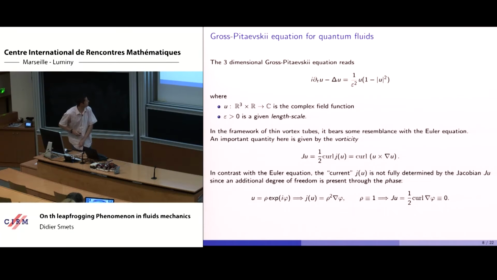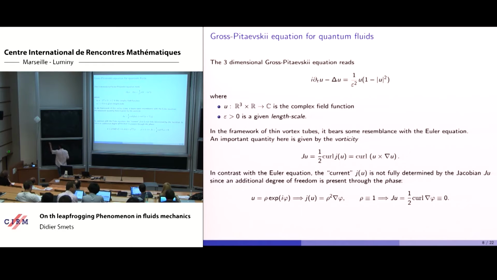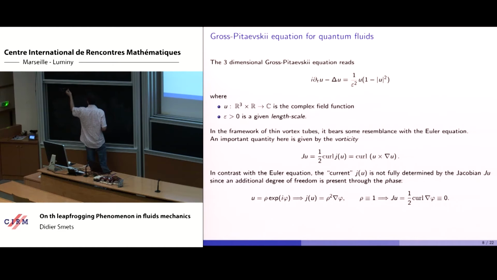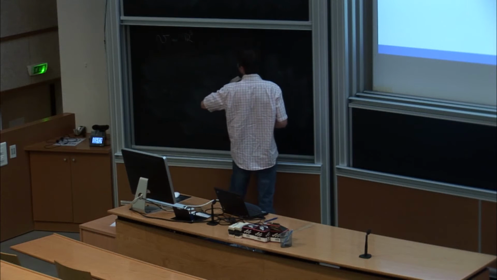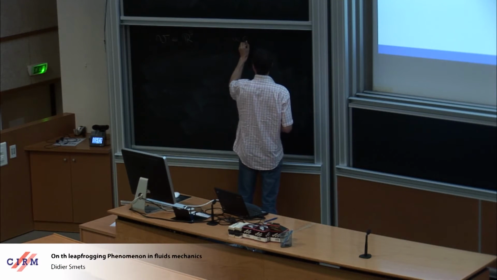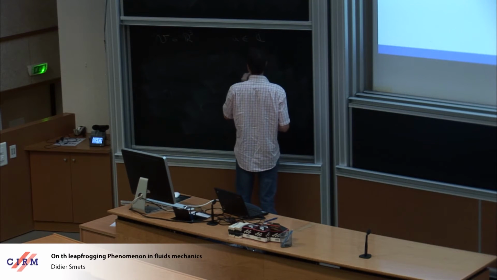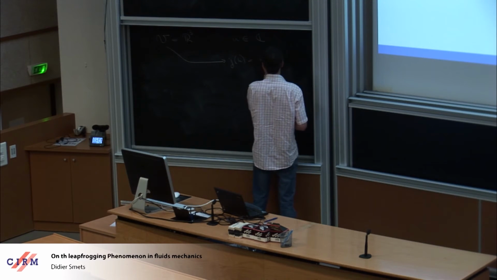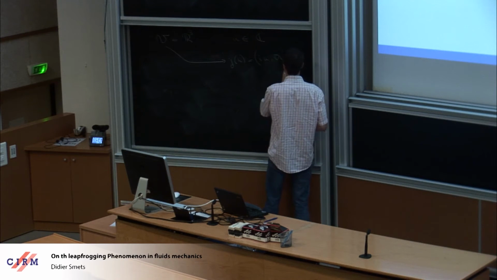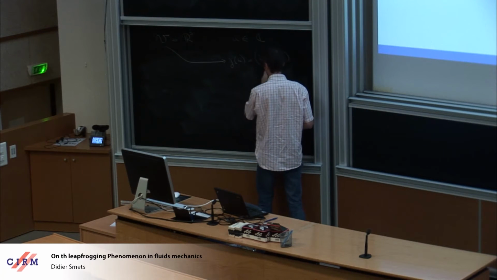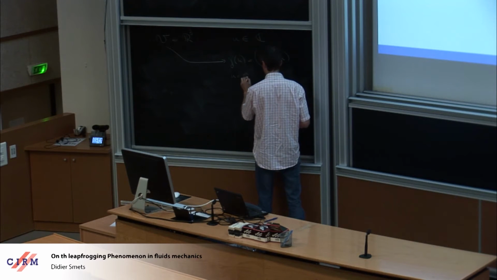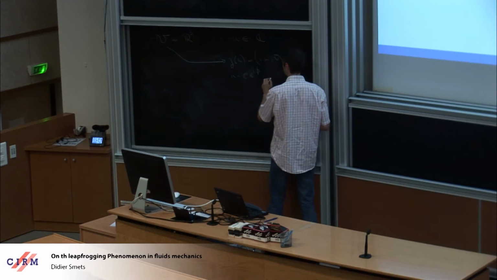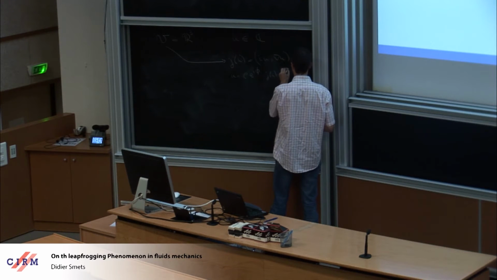So maybe I could put that on the blackboard. For Euler, we had V, at fixed time, in space R3. And for Gross-Pitaevskii, we just have a U, which is complex valued. But to V will be associated what I call little j of U, which is the scalar product in C of iU and grad U. Maybe the easiest way to understand that is to say that if U is rho exponential i phi, I'm sorry, mathematicians like to call the modulus of the complex number rho, not square root of rho, then j of U is rho squared times the gradient of the phase.